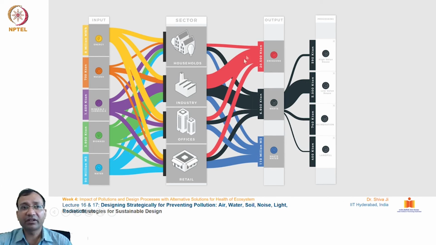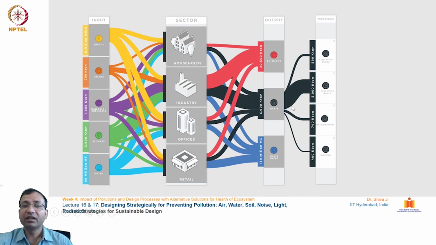In terms of output, in terms of emissions, 20,500 kilotons of emissions are generated out of these four. And 6,900 kilotons of waste is generated, and 110 million cubic meters of waste water is also generated out of these four major, large consuming industrial sectors.